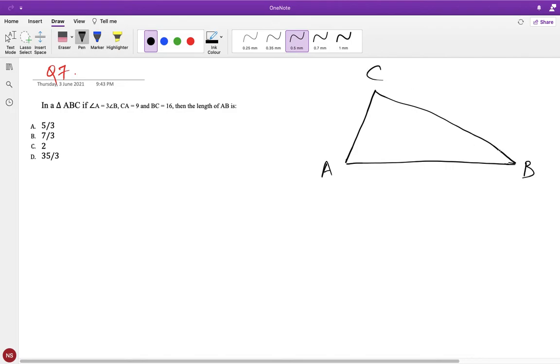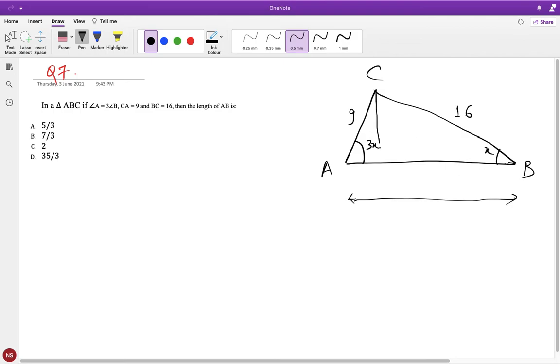ABC. So if this angle is x, this angle is 3x, and AC is 9, BC is 16, what is this? We have to find out. First I want to draw a perpendicular, so this is P. So P is equal to what? 9 sine 3x, and P is also equal to 16 sine x. So I want to solve this equation first.